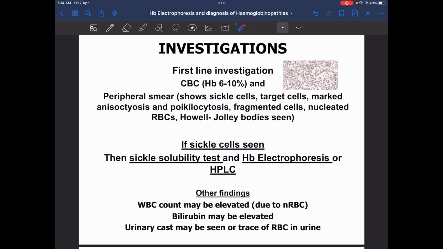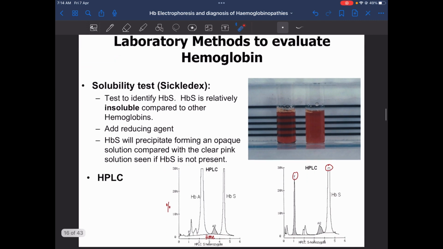And because there's so much of this hemolysis occurring because of the sickled cells, there's not going to be enough room in the body to be recycling this bilirubin, and so there's going to be an elevation in the blood, which is why the bilirubin levels are elevated in this case. And lastly, you might actually see urinary casts or traces of RBCs in the urine.